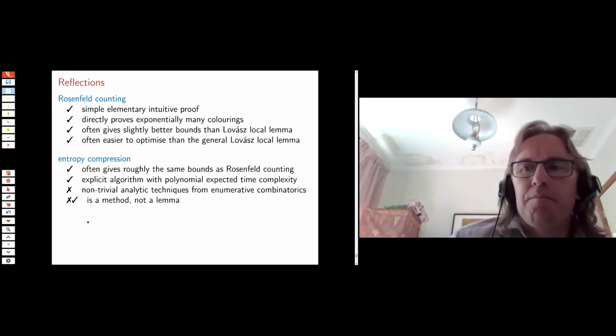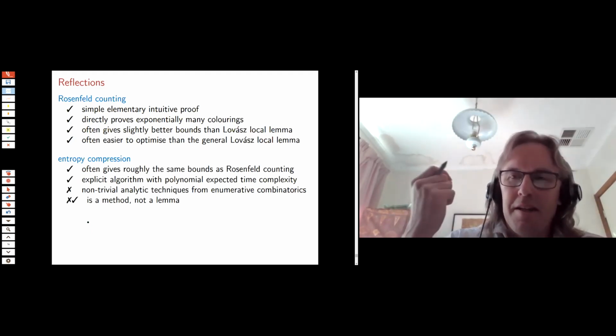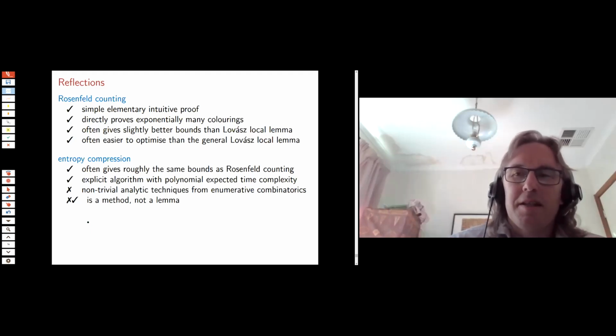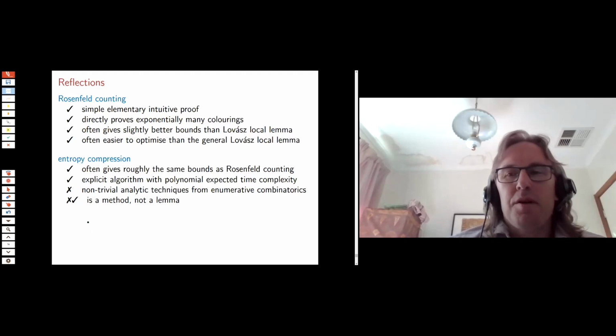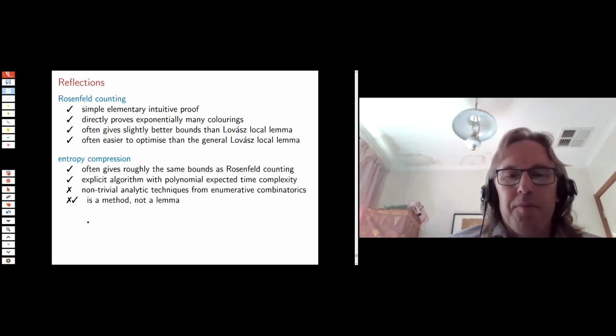And this is a plus and a minus. Entropy compression is a method. It's not a single lemma. I like that the local lemma is a single statement of a lemma, and Rosenfeld counting is a single lemma. But entropy compression is more an approach. So it's not easy to state what the entropy compression result is, but perhaps that has advantages as well because it's a bit more flexible. I certainly know two theorems that have been proved using entropy compression that you can't get straight from the local lemma or from Rosenfeld counting.